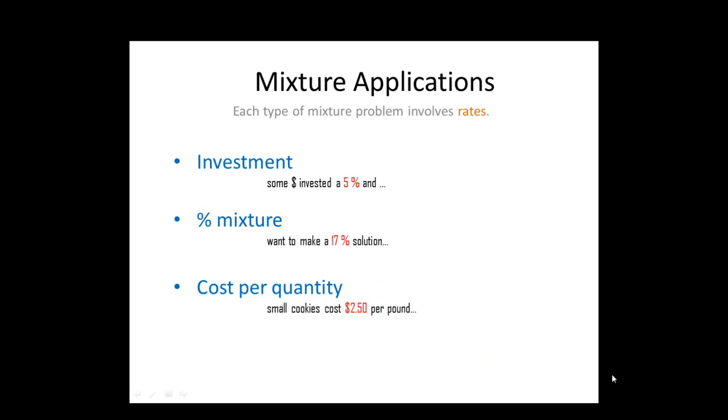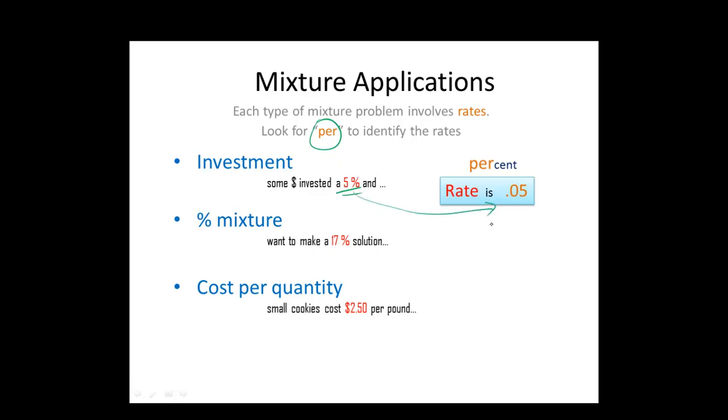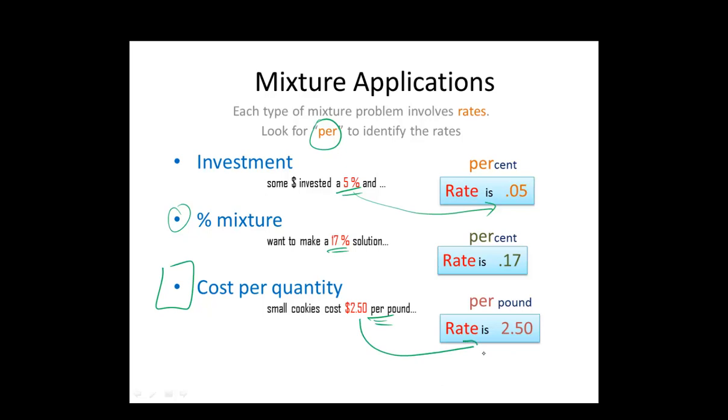And one of the first things we want to look at are the rates, because we can find the rates using this word per. That's what we're going to look for to find the rates. So take a look at this investment case. We have percent, and that means our rate is 0.05, just changing the percent to the decimal. With our next case, with percent mixture, we have percent again, so we're looking at the percent here, and our rate would be 0.17. For cost per quantity, we have the amount per pound, and that gives us the rate of 250. So that's how we can identify rates as we're looking at these mixture problems.